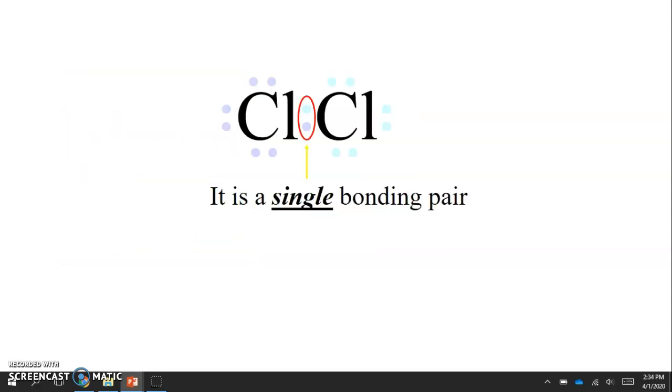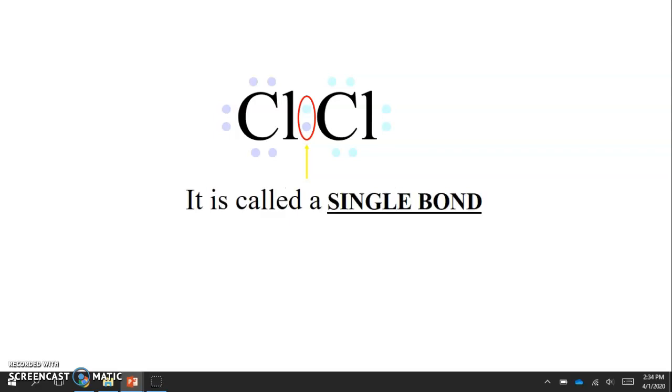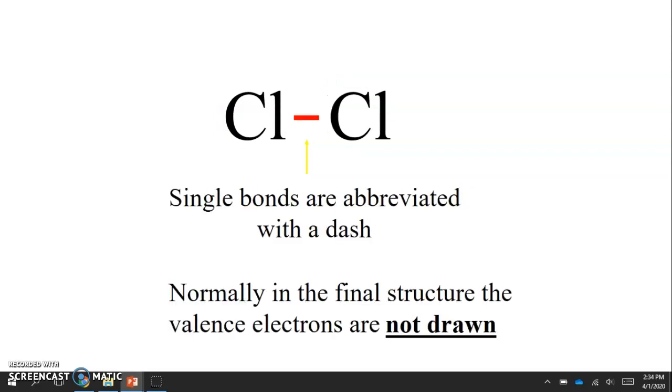Okay, so with chlorine, again, chlorine only needed 1, so they had a single bonding pair. All right, this is a single bond. Okay, if we look at single bonds, they are abbreviated with just a single dash. So if we were to see this in a Lewis dot structure or something, if we were to see this on paper, this dash line would represent that these 2 chlorine atoms are sharing 1 bonding pair.